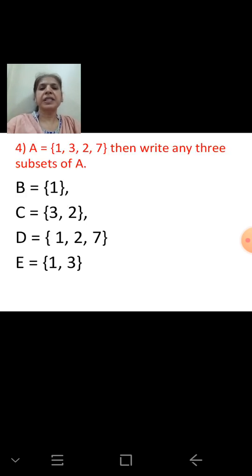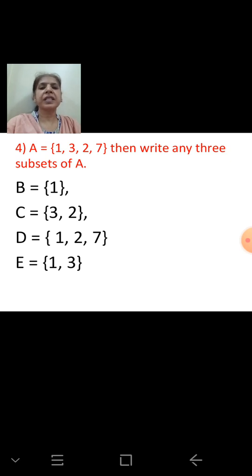Now next question. Set A is equal to 1, 3, 2, 7. Then write any 3 subsets of A. Now what is a subset? For a subset, every element of that subset should be in the given set. So we can take any elements. Here you will get multiple answers. For example, I have taken set B is equal to, I can take even one element, 1. C is equal to, I have taken 2 elements, 3 and 2. D is equal to 1, 2, 7. E is equal to 1, 3. They all are subsets of the given set A.